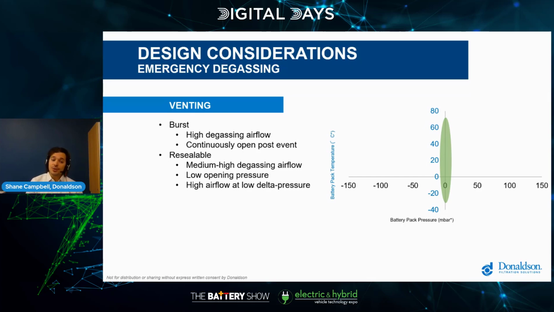With the resealable option, it is also very important to ensure that you have high airflow at a low delta pressure. Typically, airflow and delta pressure are proportional for most of the resealable options. So work with your battery vent provider to understand what is the airflow across all delta pressure ranges.